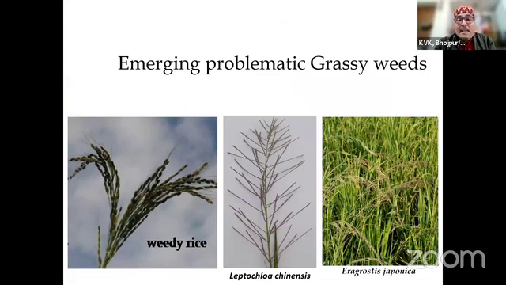Again, there is an emerging problem of grassy weeds. Some grassy weeds occur particularly in wetland conditions, that is weedy rice, Leptochloa chinensis, Ischaemum rugosum, Aeschynomene japonica.